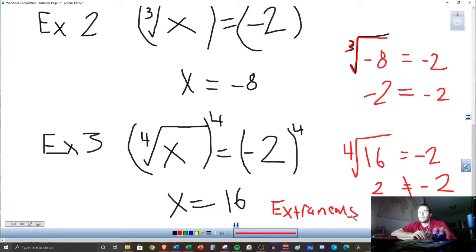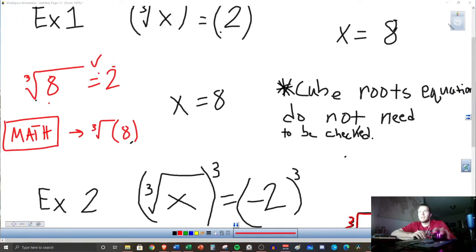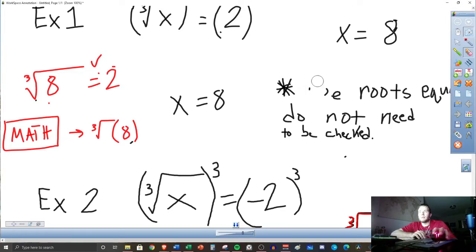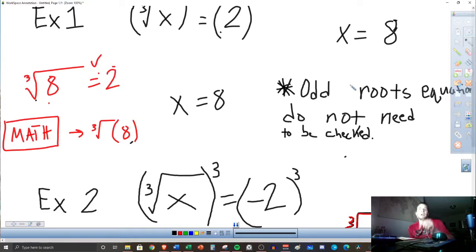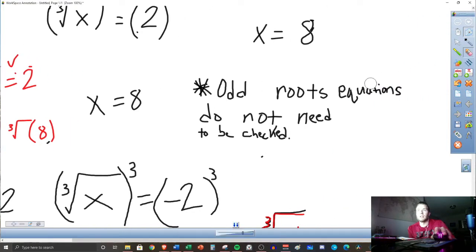So really the rule should be this. Instead of it being cube roots, really the rule is odd roots. So if you want to go back and adjust that, hopefully you're not using pen, go back up there. Odd root equations do not need to be checked. So if it's an odd root, like a 5th root or 7th root, you don't have to check your solutions. But if they're even, you need to absolutely check them. Just to be safe, you could just always check them, okay?